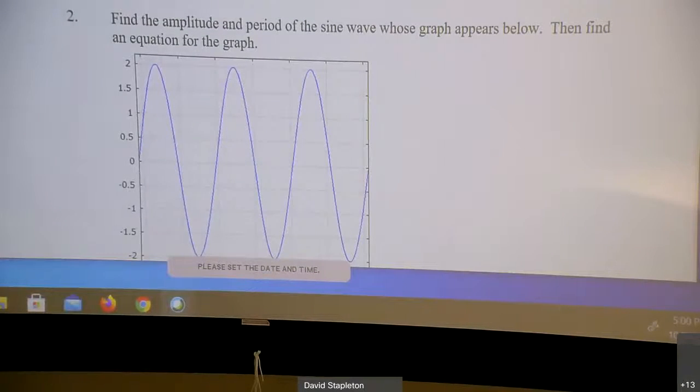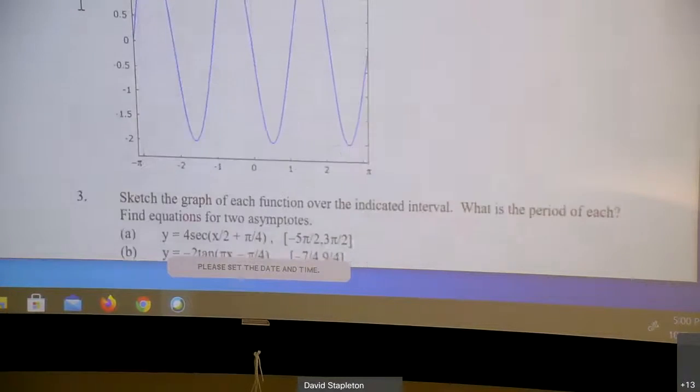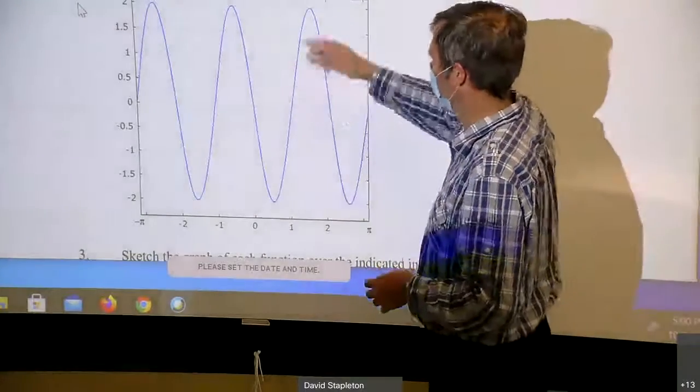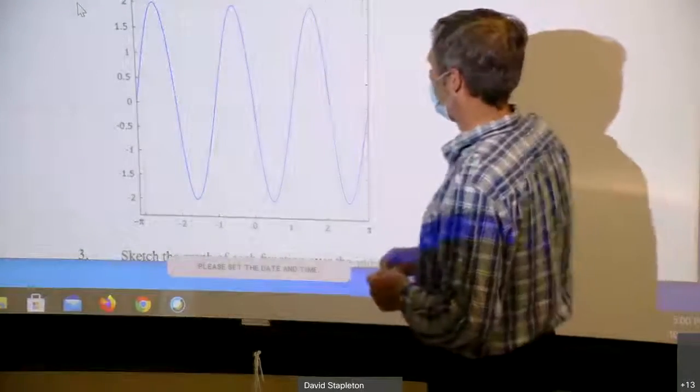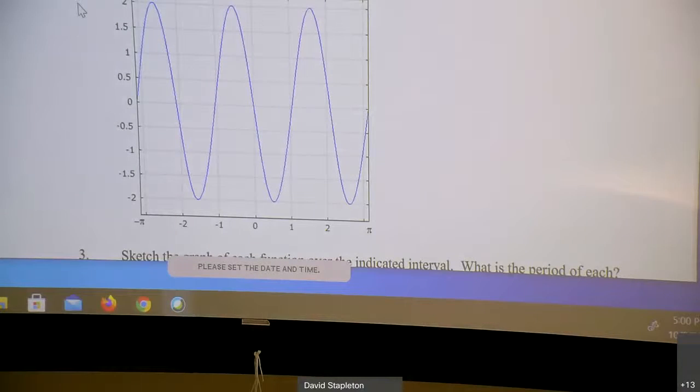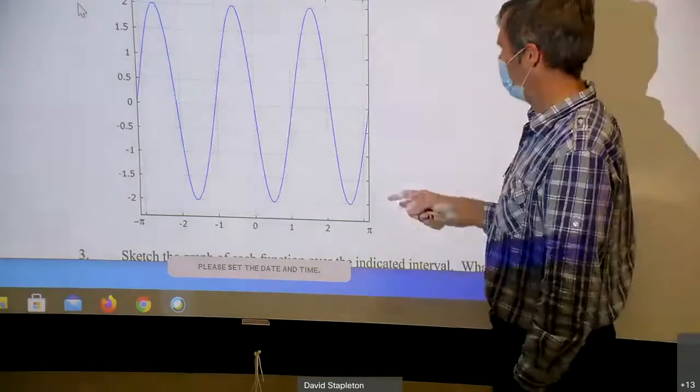There it is. Suppose I gave you this picture. And I said, what equation gives you this wave, this trig function graph? So this is number 2. Find the equation. I'll leave the camera pointed here for now. How do I find this?